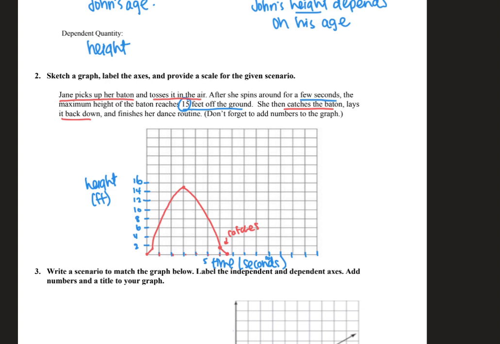Okay, so let's just think about the important parts up here. Jane picks up her baton, so that's this first interval right here. Then she tosses it in the air. So this is when it's in the air. It reaches its maximum height of 15 feet. So that happens right at the maximum point. And then she catches the baton. So she catches it right here. So it's still in the air here. Catches it. And then lastly, she lays it back down. So here's where she's laying it back down.